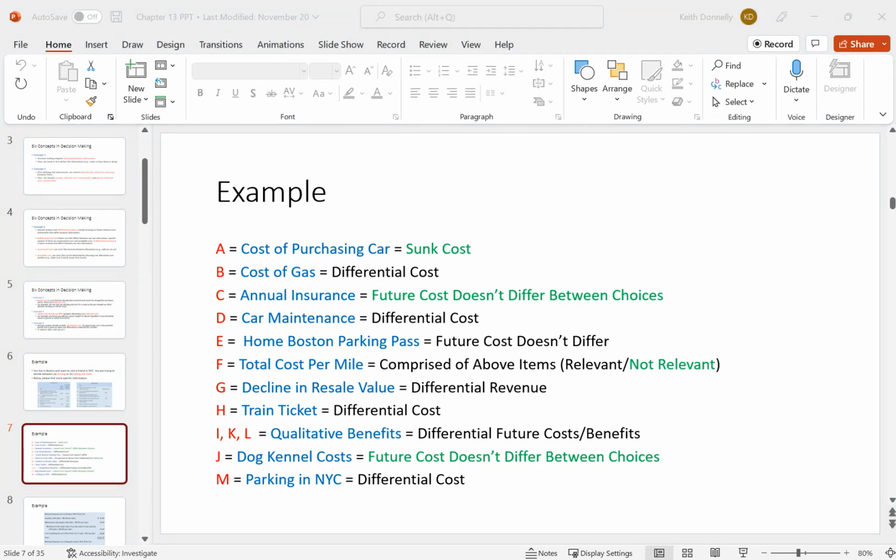So the idea with the cost of gas, that's a differential cost. If you drive, you'll have the cost of gas. If you don't drive, you won't have the cost of gas. It differs between the alternatives.